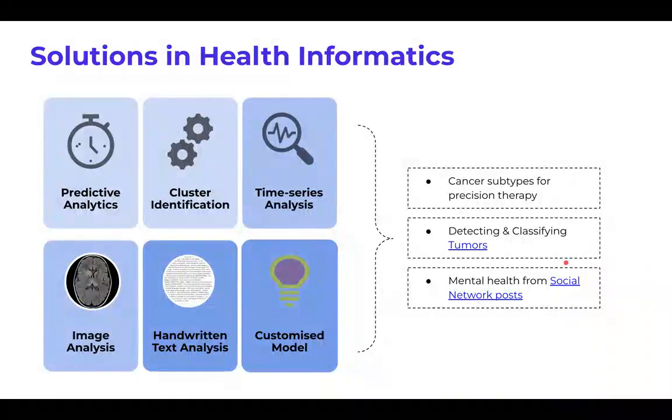We can detect and classify tumors from X-ray images and CT scans. And lastly, a very interesting thing is mental health nowadays. By using social network posts and NLP, we can detect mental health problems.